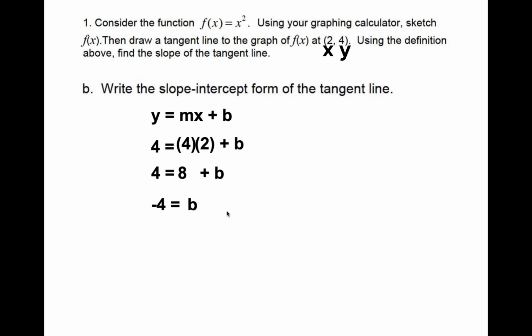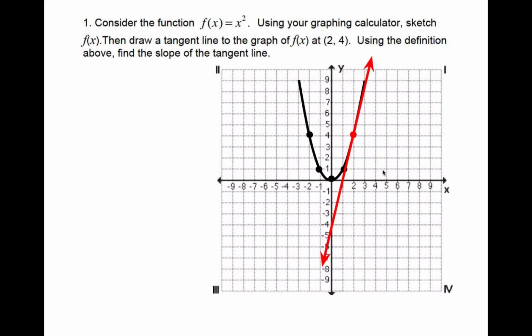So then the equation of the line: we had a slope of 4 and a y-intercept of negative 4. I'm plugging both the slope and the y-intercept in. So the equation is y equals 4x minus 4, where 4 was the slope and negative 4 is your y-intercept. So what did I just find? I found the equation of this red line. I found the slope and the y-intercept of that line that goes through this point on this curved graph.